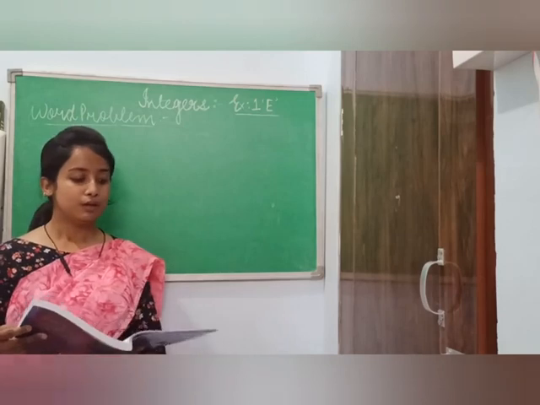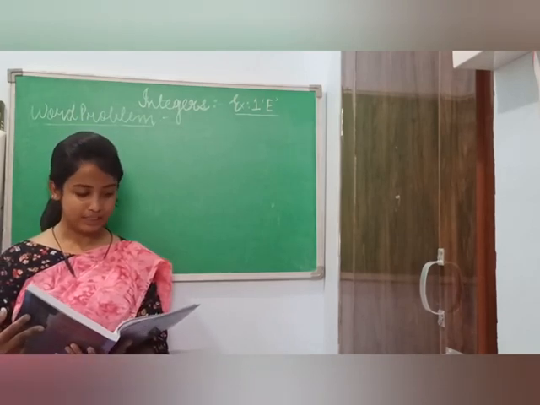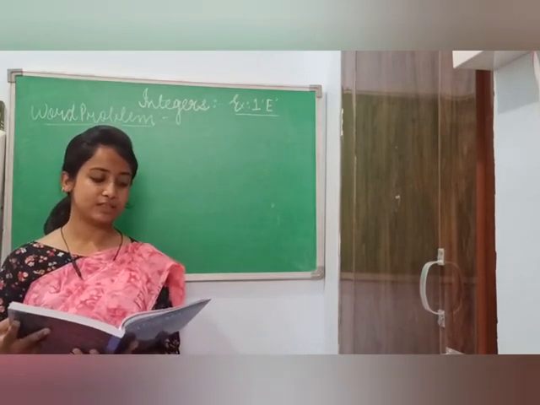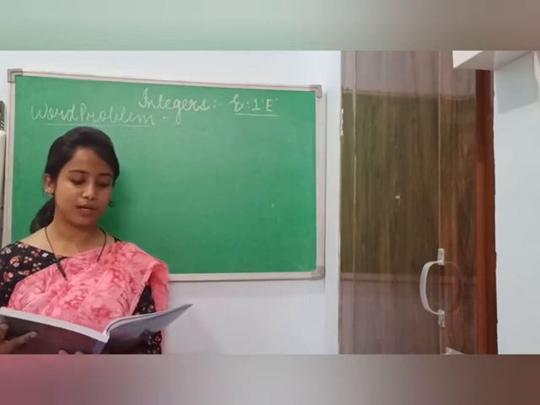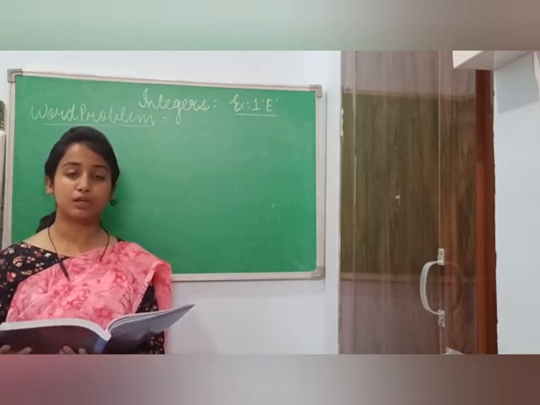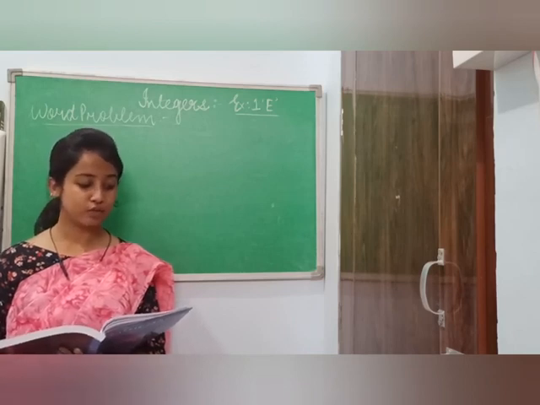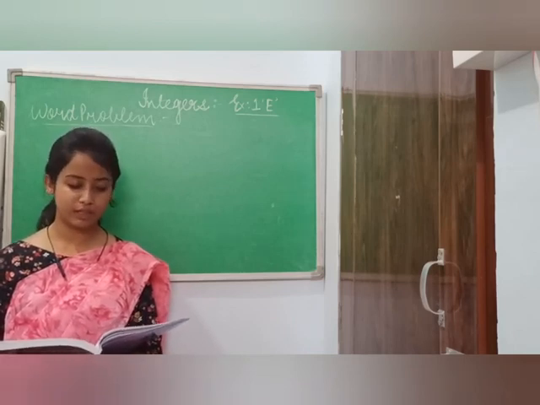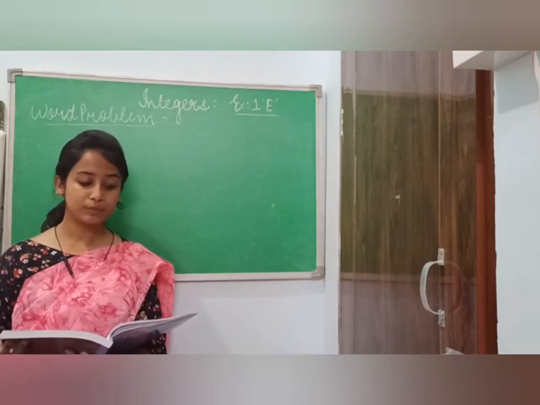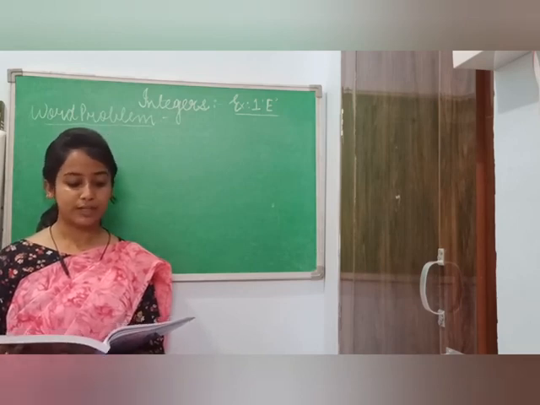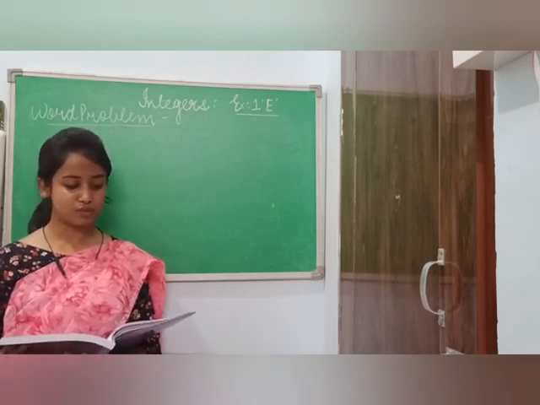Now, coming on to question number 8. Question number 8 says that a certain freezing process requires that the room temperature be lowered from 45 degrees centigrade at a rate of 4 degrees centigrade every hour. Now, what will be the room temperature 10 hours after the process begins?